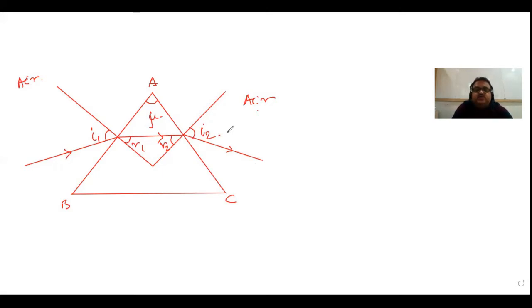Now I am going to show you how to calculate the angle of deviation. So what is the angle of deviation in the case of a prism?